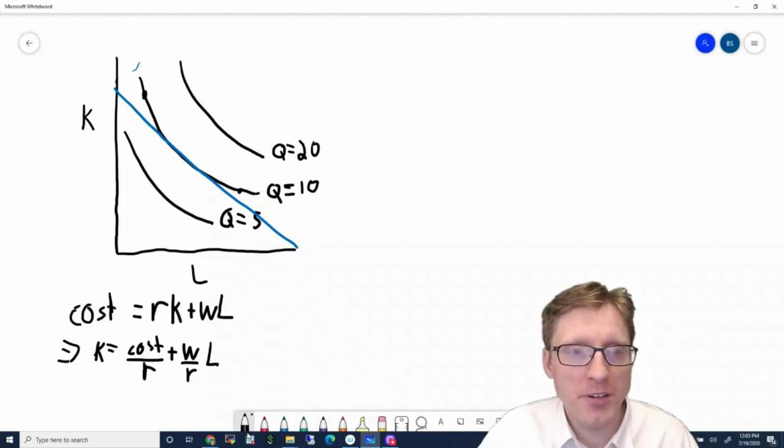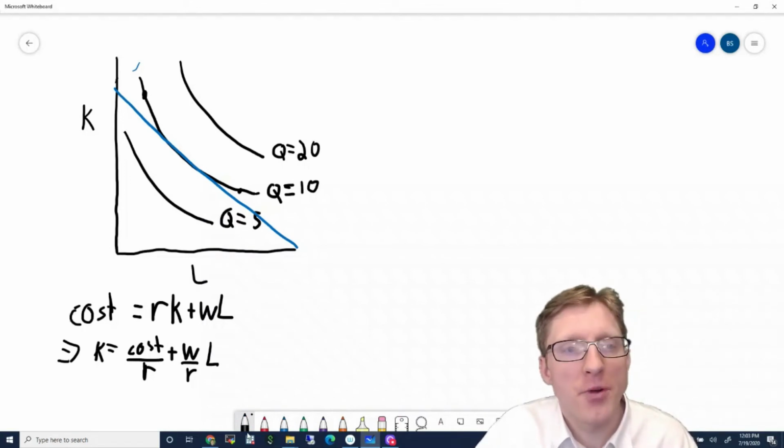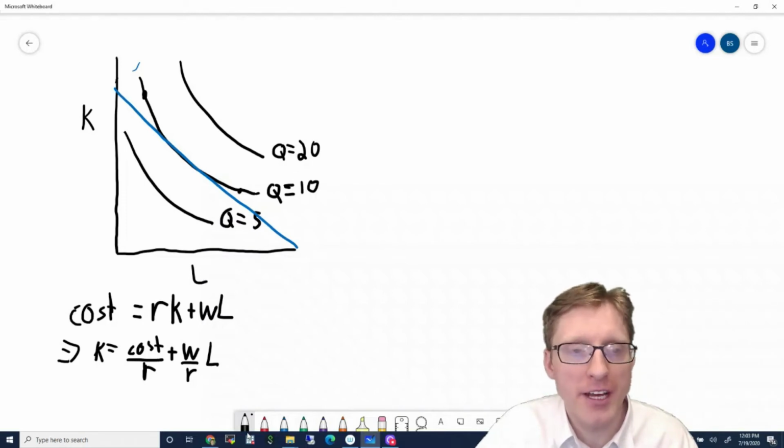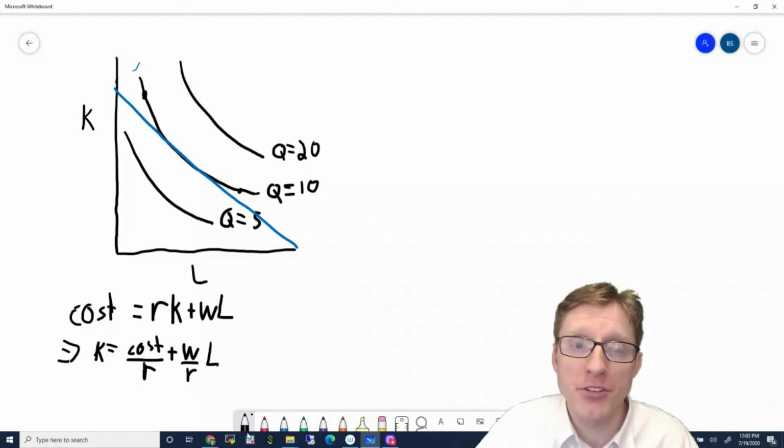So in the consumer's utility maximization problem, they were trying to find the highest indifference curve that still touched their budget line. In the firm's problem, we're actually trying to do the reverse. They have some level of output that they want to produce, let's say 10 units, and they're trying to find the cheapest way to do that.